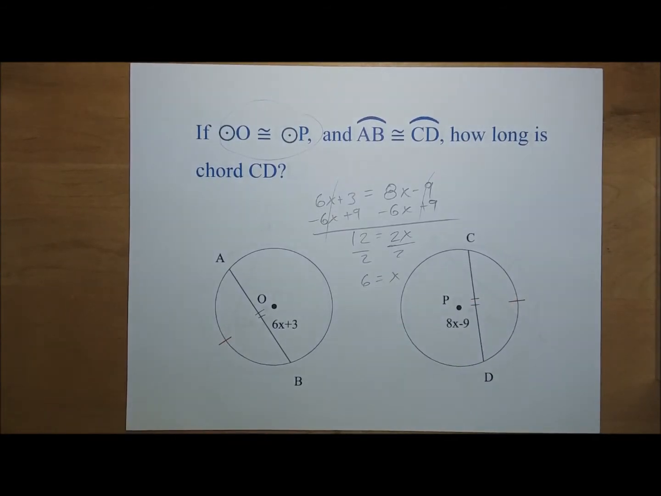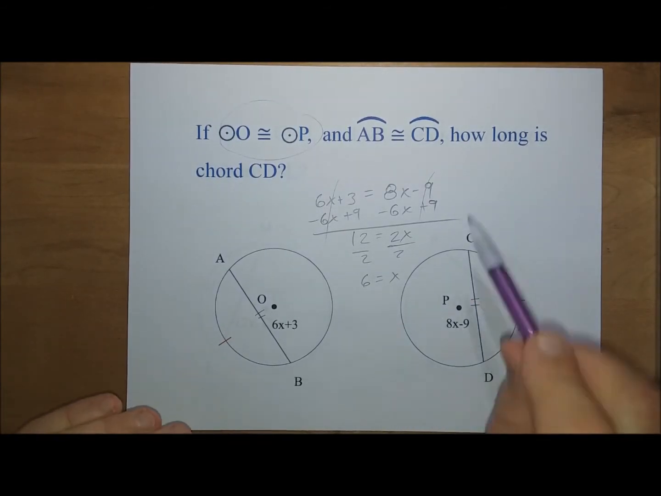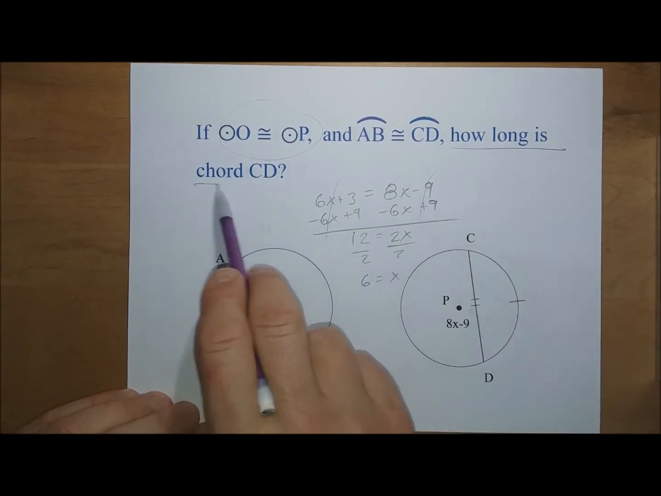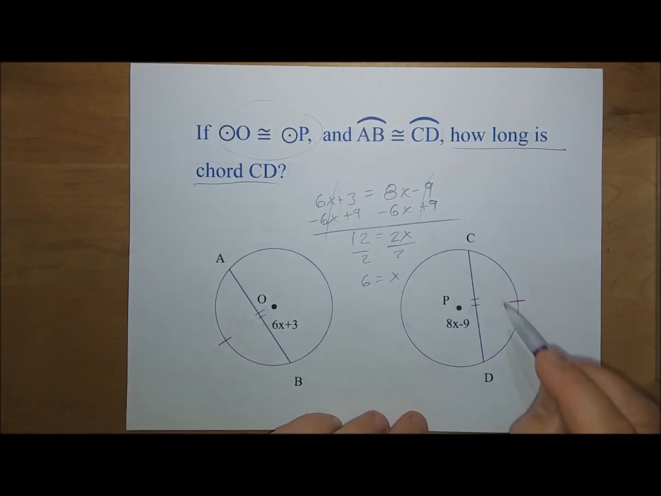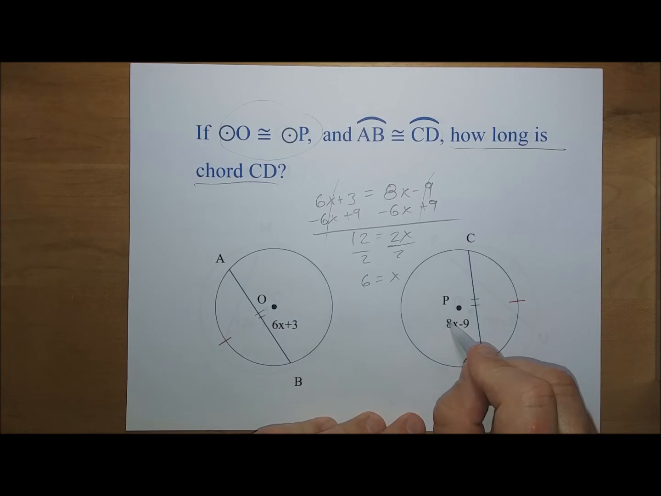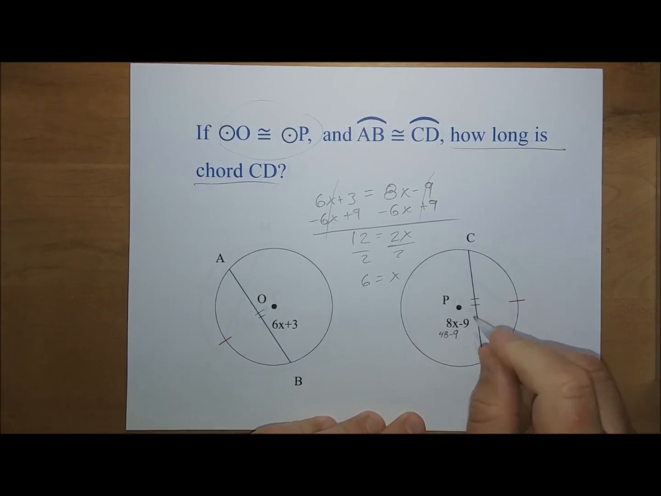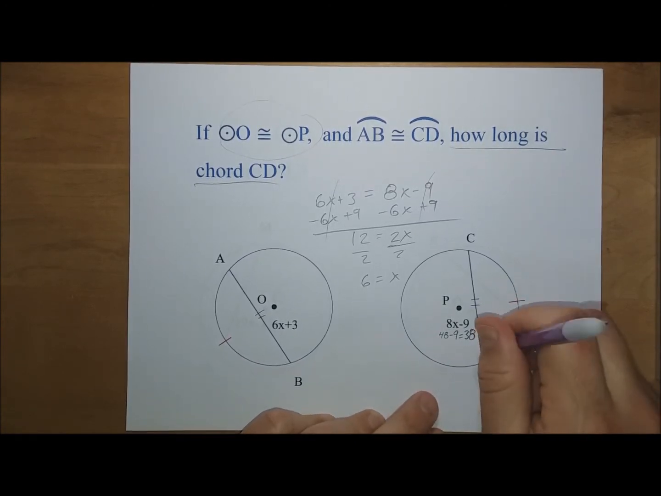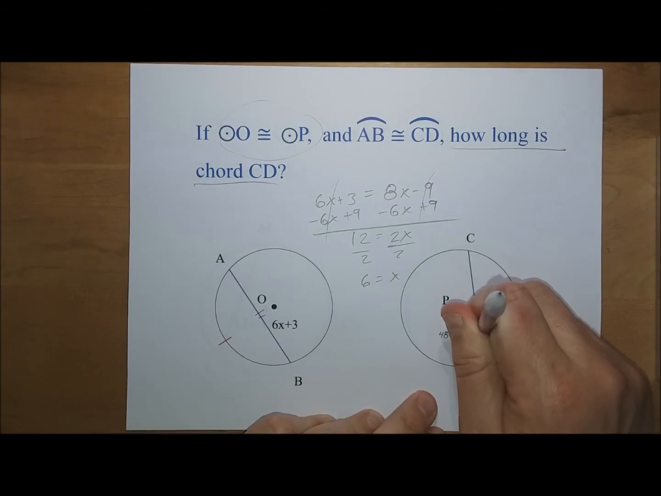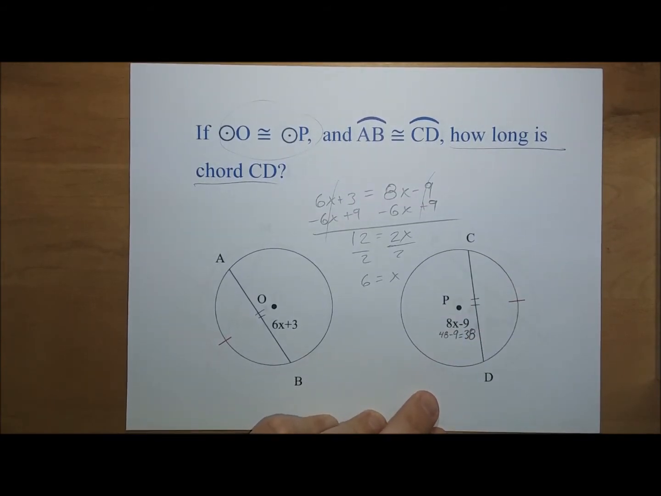Did we answer the question? Nope. Always read the question again. They want to know how long is chord CD. Shall we plug that back in? 8 times 6 is 48, minus 9 gives me what? Is that 38? Oh, this is not degrees. Excuse me. That's the length of a chord. So it's 38 units long.